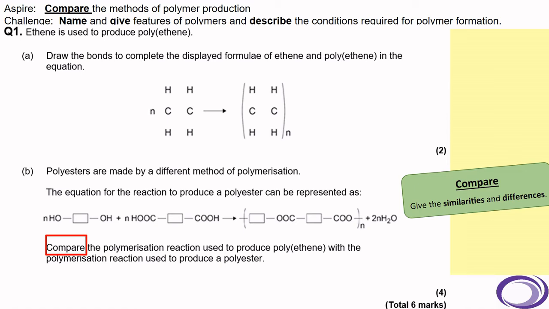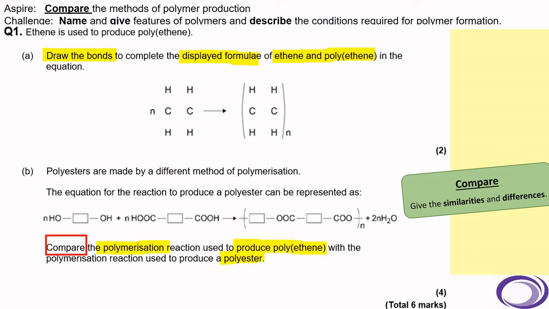The bottom question is actually quite a long answer question. So I've boxed the command word there so that you can see it, and when we get to question B we are going to be comparing, which means give similarities and differences. For question A, we want you to draw the bonds to complete the displayed formulae of ethene and polyethene in the equation seen on the screen.